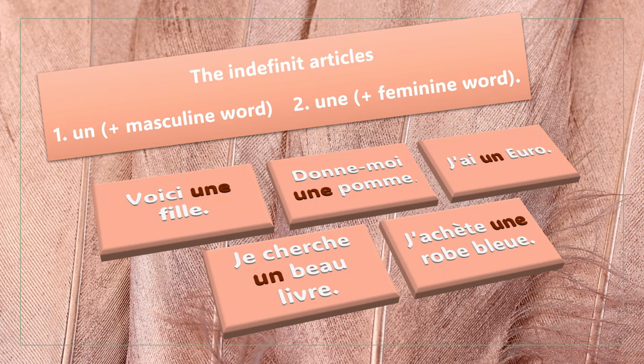Some other examples are je cherche un beau livre. I'm looking for a good book. Or j'achète une robe bleue. I buy a blue dress.